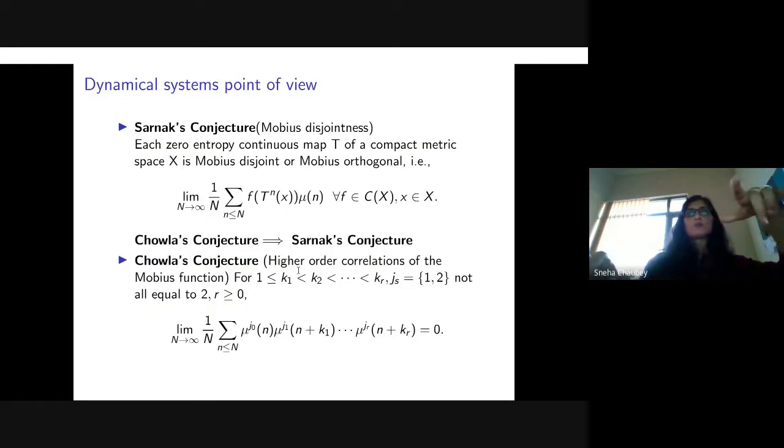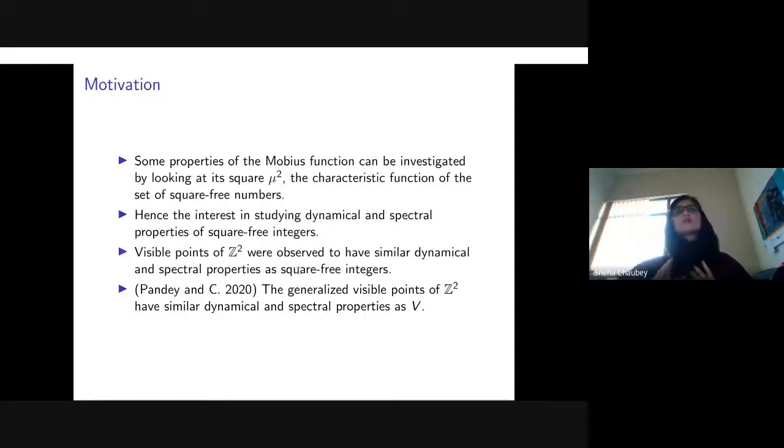So anyway, where did all this come from? What one observed is that these properties of the Mobius function can be investigated by looking at its square, mu square, which is the characteristic function of the set of square free numbers. And hence, in order to study this, one was interested in studying the dynamical and spectral properties of square free integers. Later on, it was observed that the visible points of Z2 also have similar dynamical and spectral properties as square free integers. And in an ongoing work, we see that the generalized visible points, V_B, also have similar dynamical and spectral properties as V.